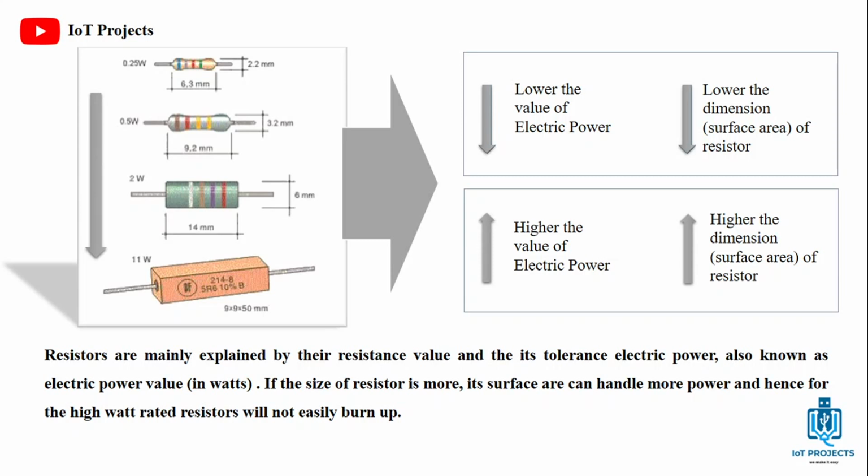Resistors are mainly described by their resistance value and its tolerance, and electric power rating, in watts. If the size of the resistor is larger, its surface area can handle more power, and hence high watt rated resistors will not easily burn up. We can also say that the lower the value of electric power, the lower the surface area of the resistor. In addition, the higher the value of electric power, the higher the surface area of the resistor.